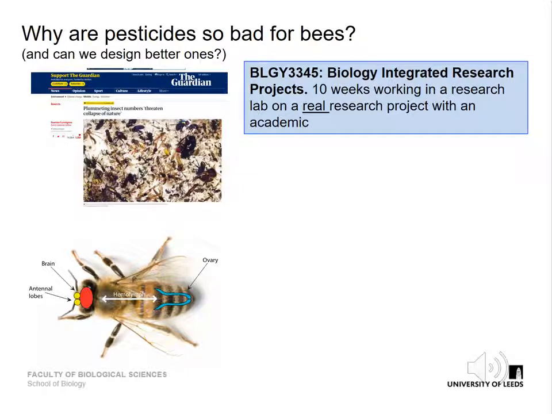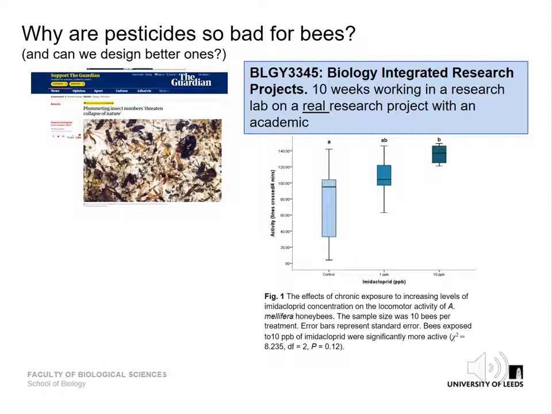And so I host students in the lab, and they've been working on these sublethal effects of pesticides. And this is just an example of one of their results. So in this assay, we were looking at the effects of a pesticide exposure, in this case a pesticide called imidacloprid, which is a neonicotinoid pesticide, and those are the ones that have been in the papers a lot over the last 5 years or so.